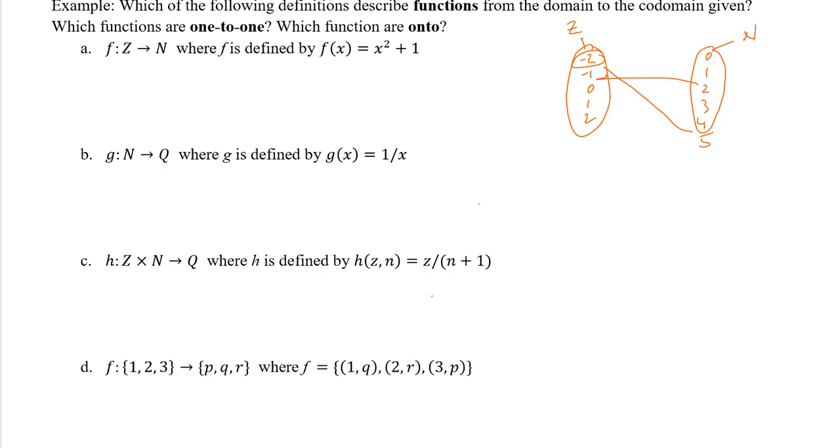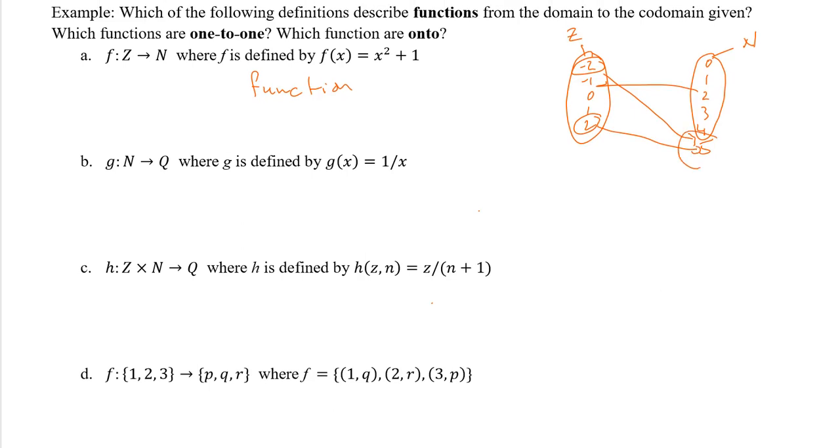So is this a function? I would say yes, it's a function. And is this a one-to-one function? I would say no, because, for example, 2 is also going to be pointing to 5, because 2 squared is 4, 4 plus 1 is 5. So right here, this is an example why it's not one-to-one.